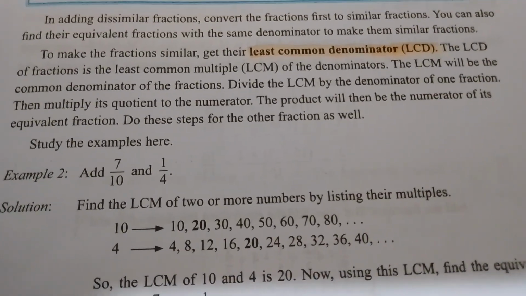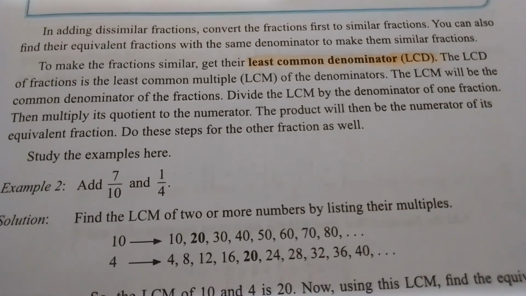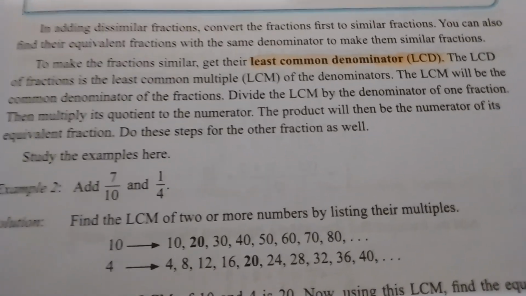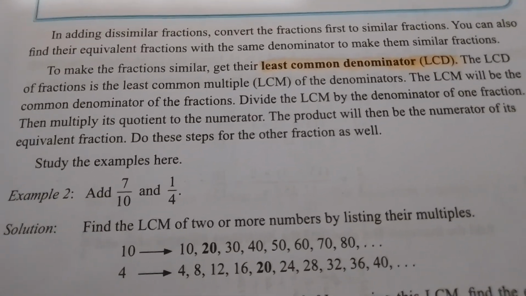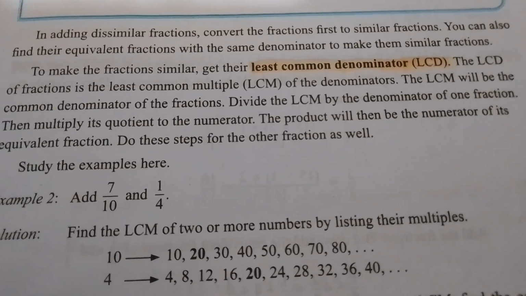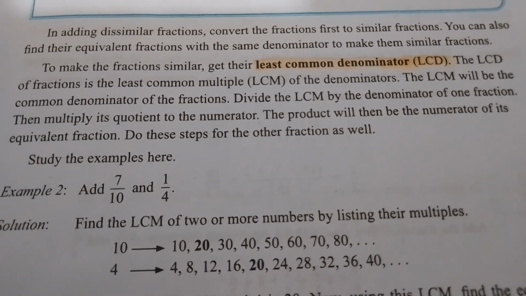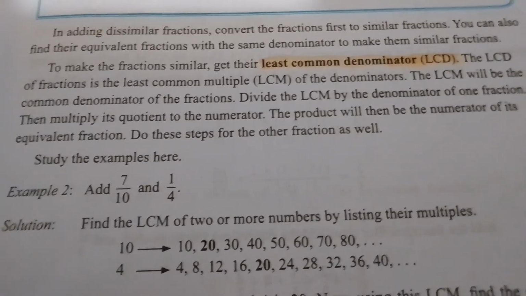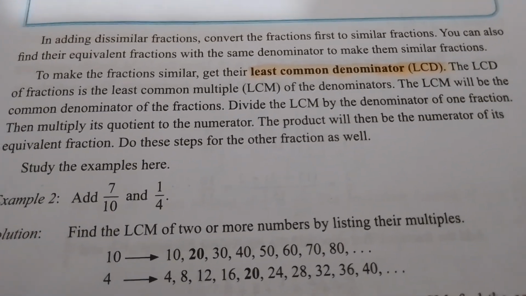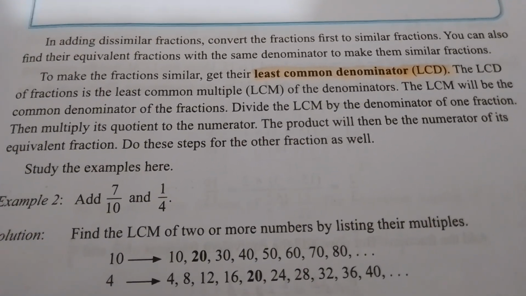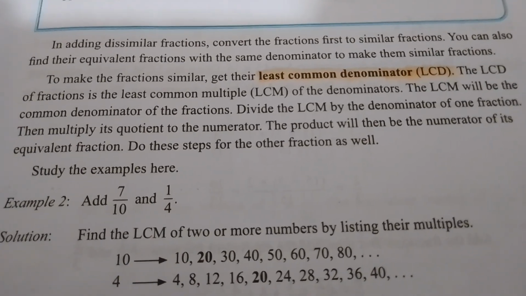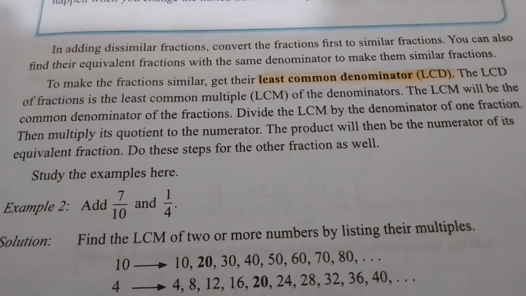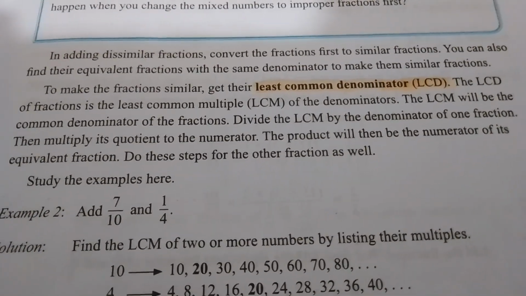In adding dissimilar fractions, convert the fractions first to similar fractions. You can also find their equivalent fractions with the same denominator to make them similar fractions. To make the fractions similar, get their least common denominator or LCD. The LCD of fractions is the least common multiple or LCM of the denominators. The LCM will be the common denominator of the fractions.